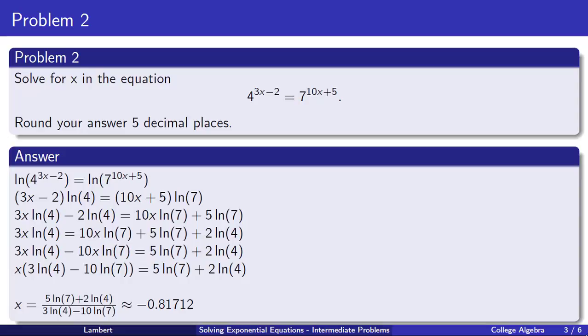0.81712. So we can just use our calculator to get this decimal approximation, and obviously we have the full answer written to the left of that value. 5 natural log of 7 plus 2 natural log of 4 in the numerator, 3 natural log of 4 minus 10 natural log of 7 in the denominator.